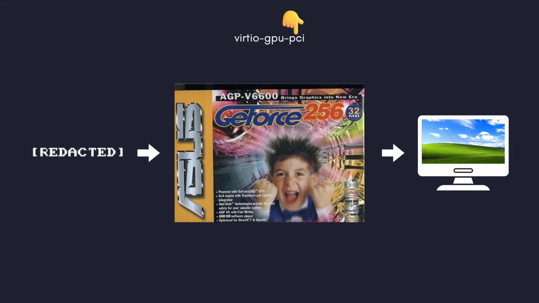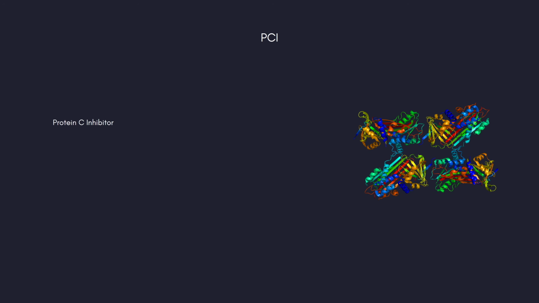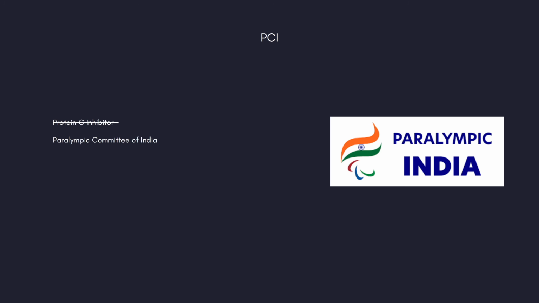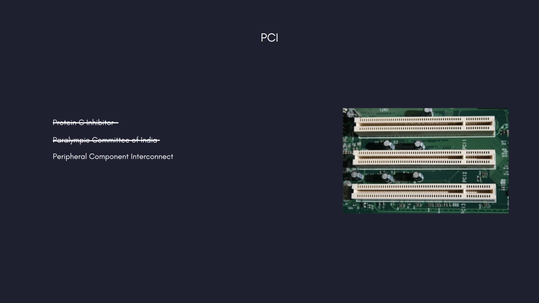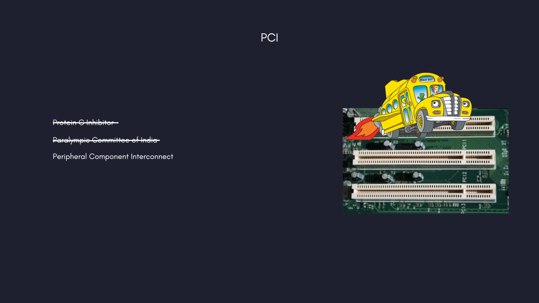And again, like its name indicates, this is a PCI device. So what's PCI? PCI is the protein C inhibitor. Wait, no, that's not it. Hold on. It's the Paralympic Committee of India. No, that's also not it. Hold on. Right, it's the Peripheral Component Interconnect. This is a bus standard that we can use for devices to communicate with the rest of the system.